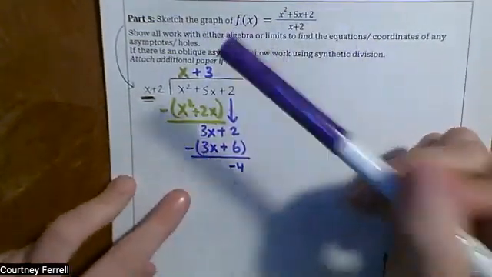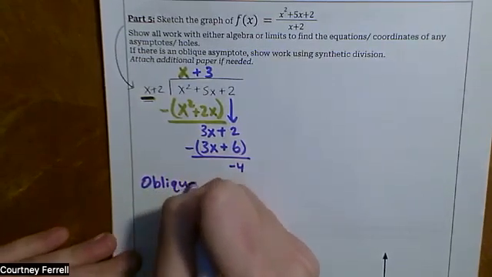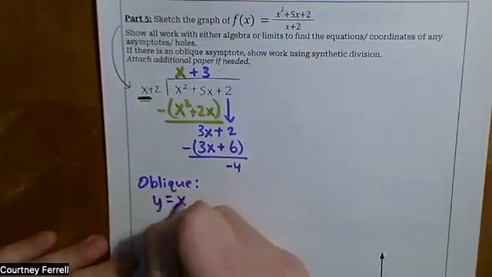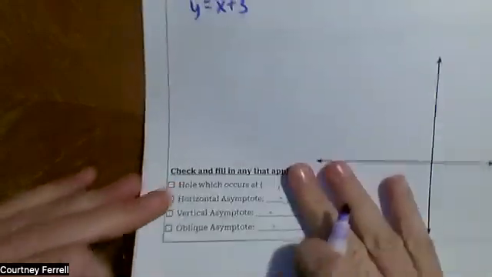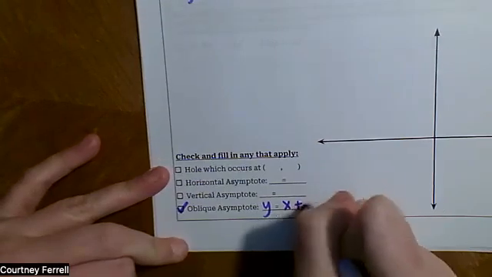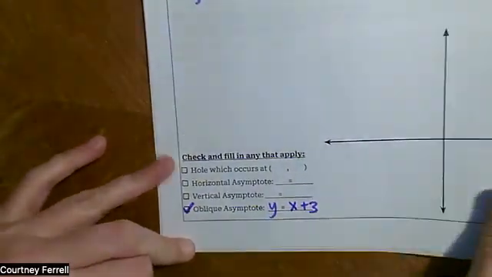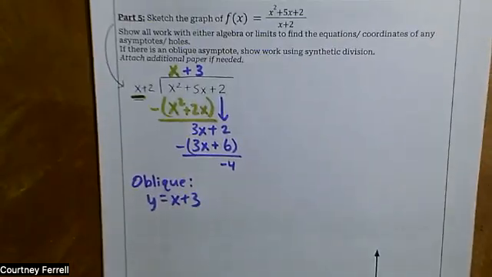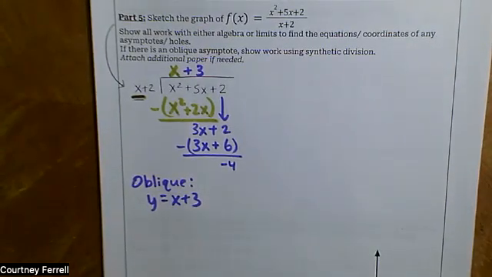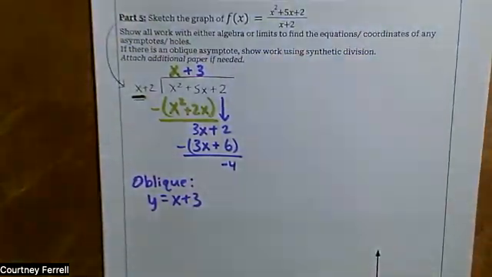Great, so it's not a hole. So this is an oblique asymptote: y equals x plus 3. And you can scroll down and check off oblique. Y equals x plus 3. Okay, and we'll come back to the graph in a second. So far we have our oblique asymptote, which we knew was a thing because none of this canceled, and the degree of the top is bigger than the degree of the bottom.